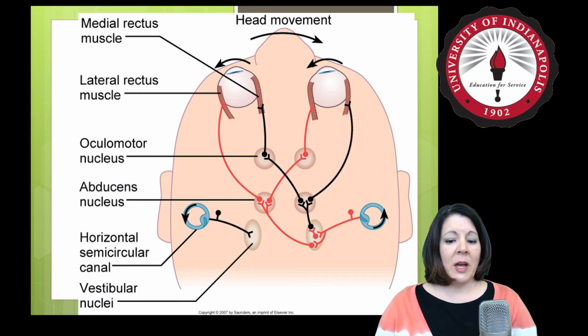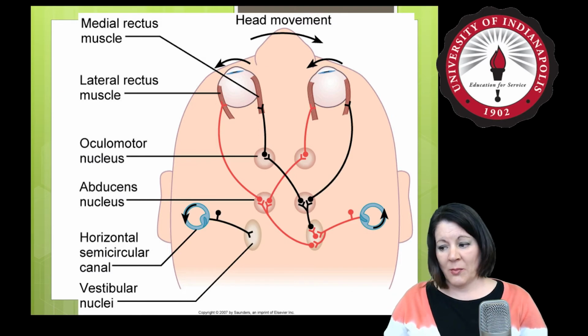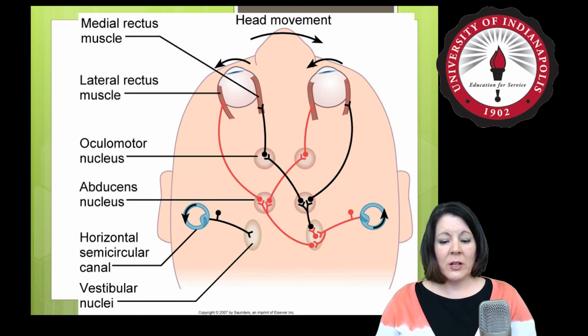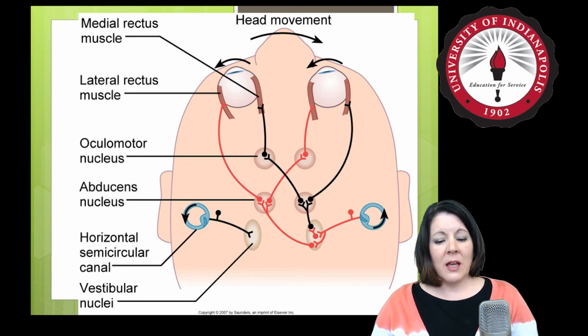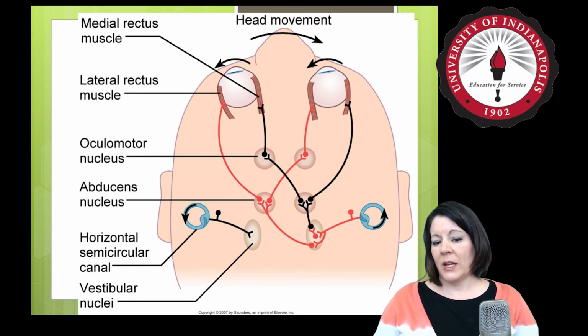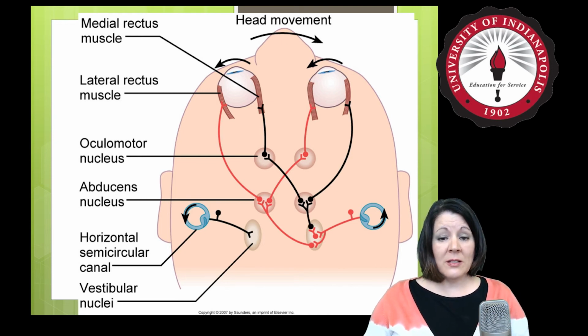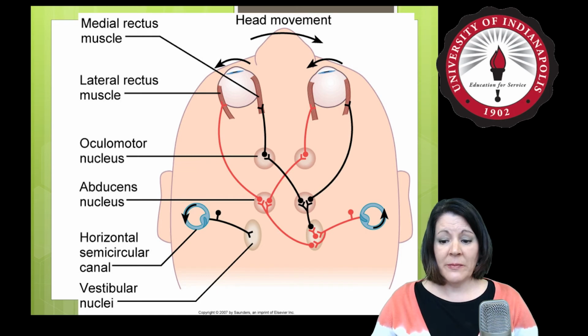Now, this is a little reminder about the vestibuloocular reflex. You might have learned this at some point in time, but we're going to do just a little bit of a refresher here. So the red axons are excitatory and the black axons are inhibitory. And in this example, the head is moving to the right. So as the head is moving to the right, the horizontal semicircular canal is stimulated by that head acceleration, which then deflects the cupula. There is an excitatory message that goes to the vestibular nuclei.